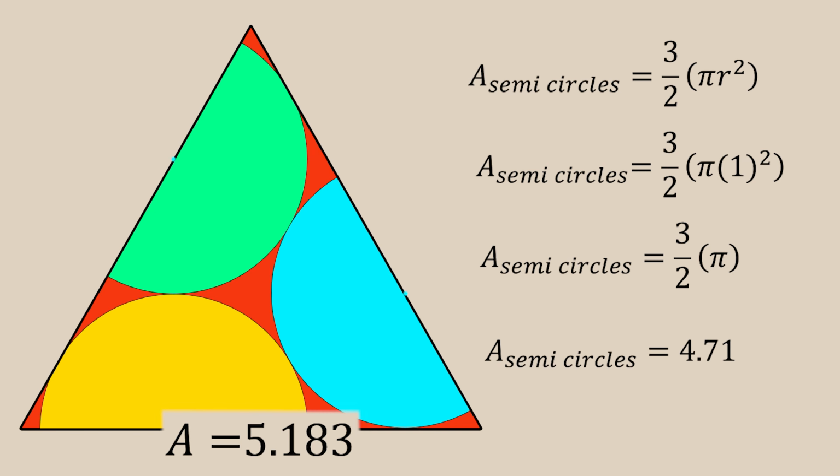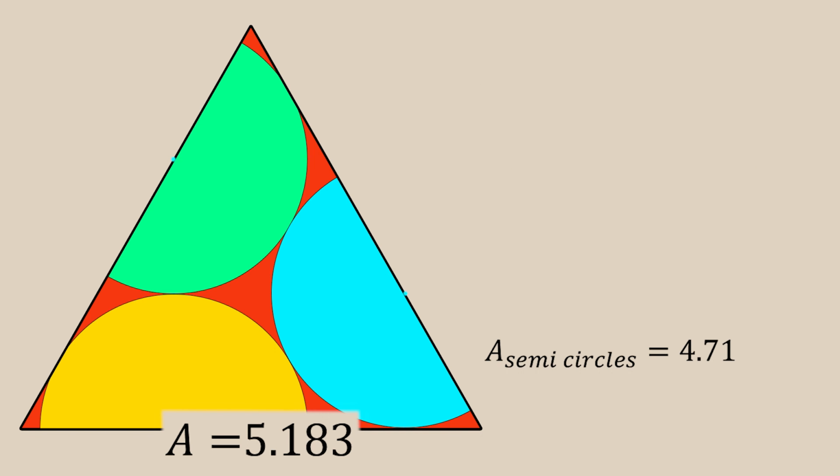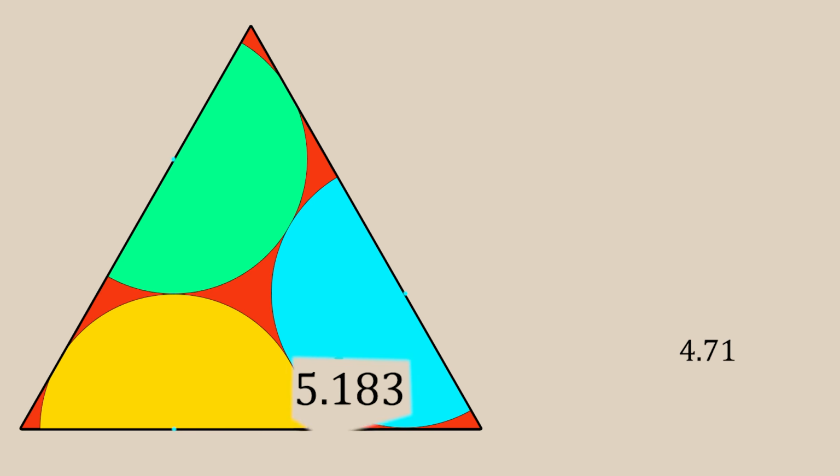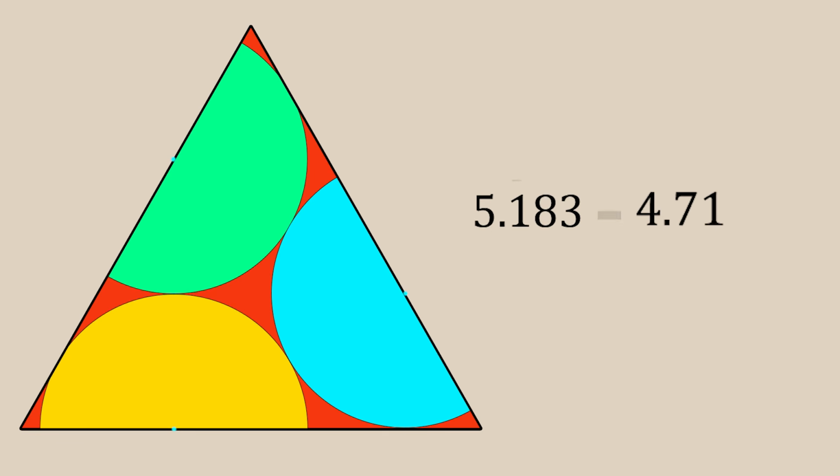Therefore, the area of the remaining part is the area of the equilateral triangle minus the area of the 3 semicircles. 5.18 minus 4.71 equals 0.47.